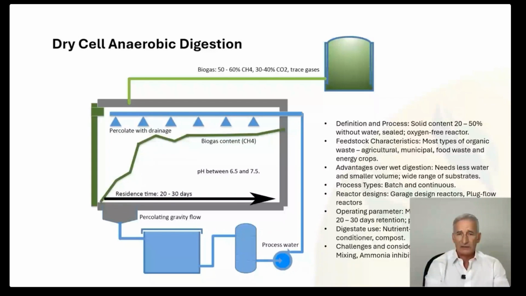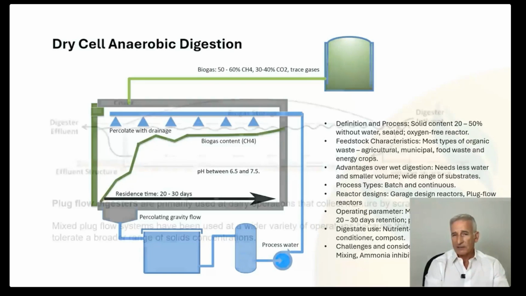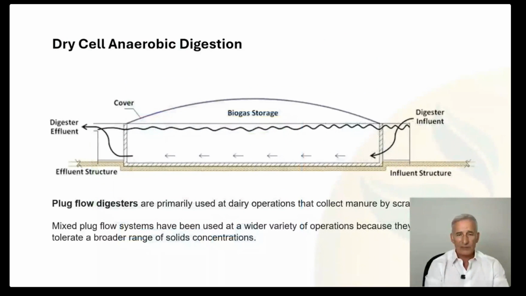There are two types of dry cell anaerobic digestion. The diagram shows a garage-type reactor in which the feedstock is loaded and unloaded using front-end loaders. The biogas yield is typically between 50 and 60% methane, with up to 40% carbon dioxide, and the feedstock is left in place for around 30 days. The second type is a plug-flow cell reactor. These are used primarily at dairy operations where manure is collected by scraping and then moves through the reactor as a plug.